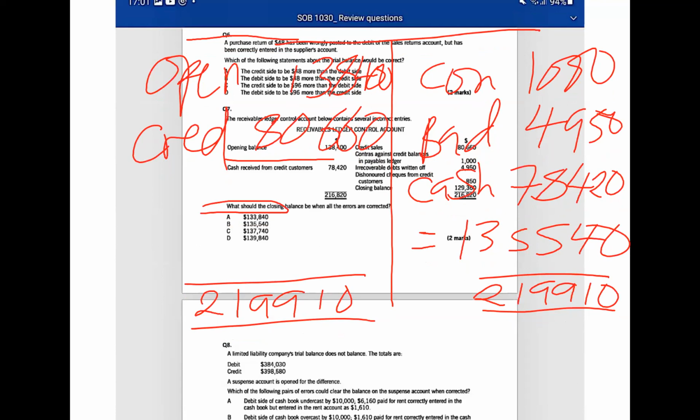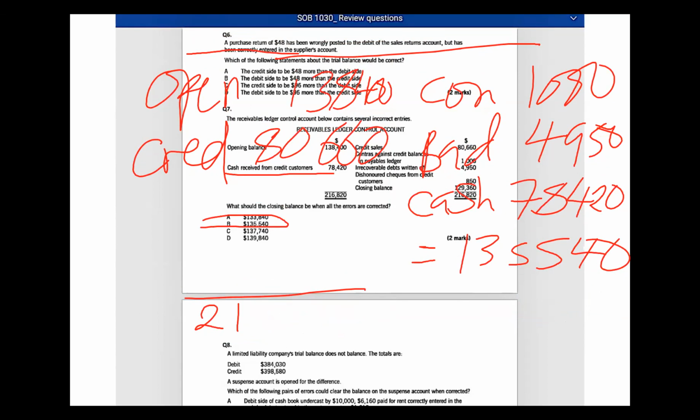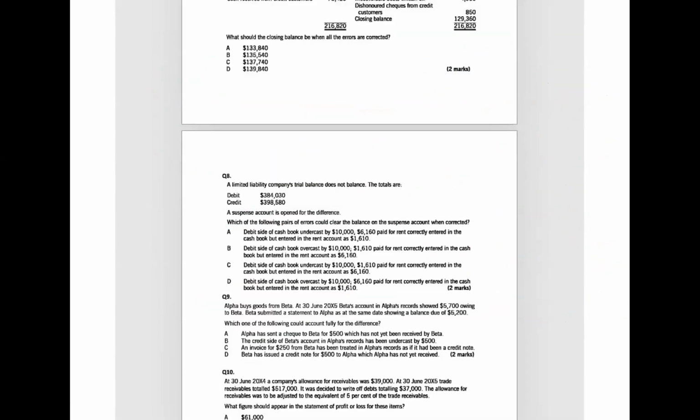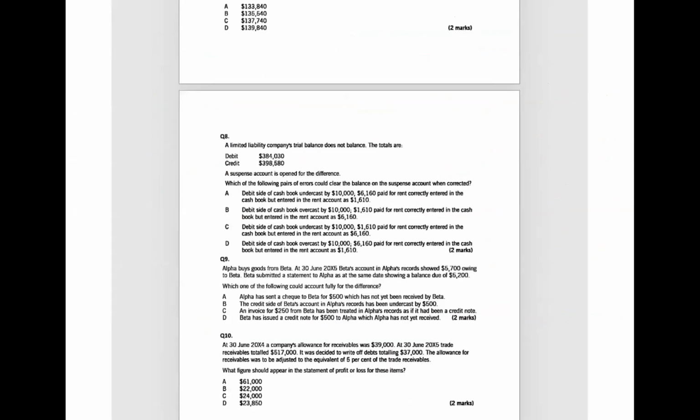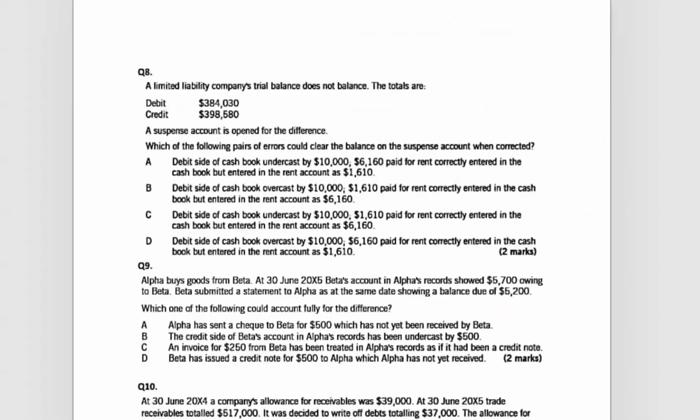Let me just erase this and move to the next question. It should be number 8. This one. Hilda Piri, could you read this question for us?